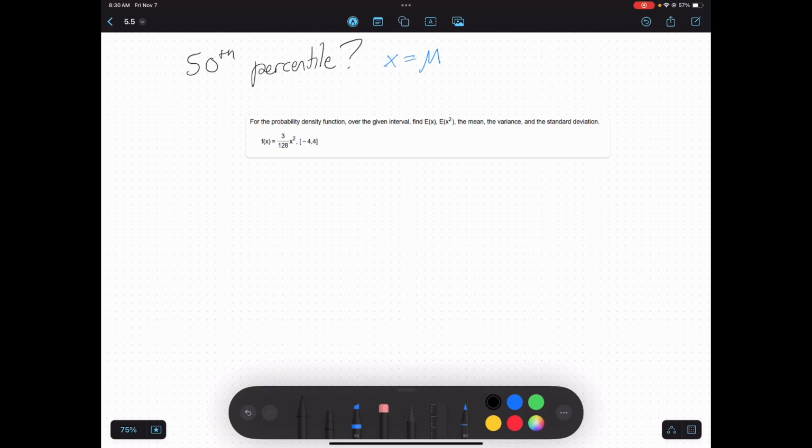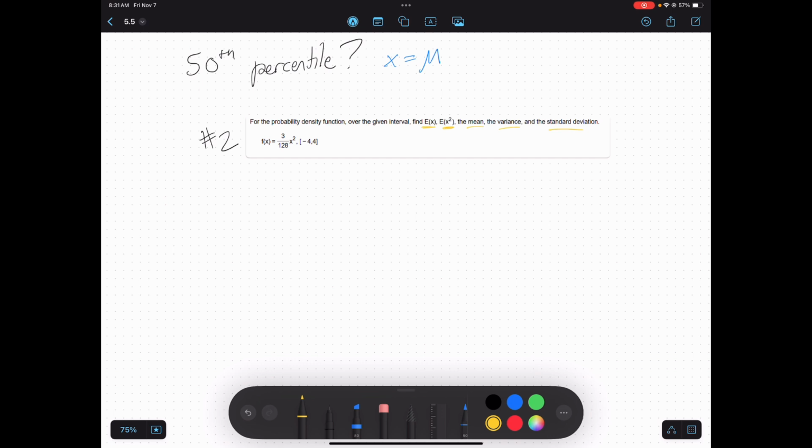Okay, let's look at some examples from the 5.5 homework. I want to start with number 2. Number 2 gives me a probability density function, and it wants me to find the expected value, E of x, E of x squared, the mean, the variance, and the standard deviation. Remember, that was the first thing we talked about in the concept videos.